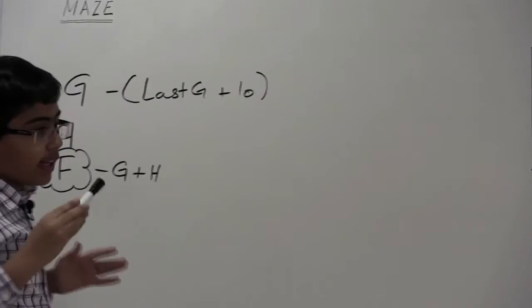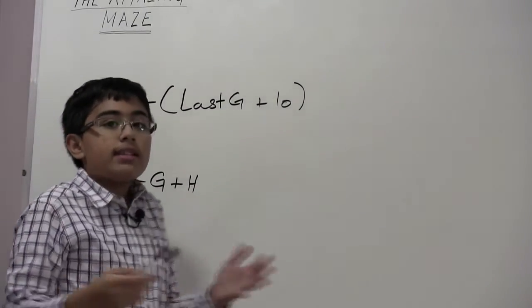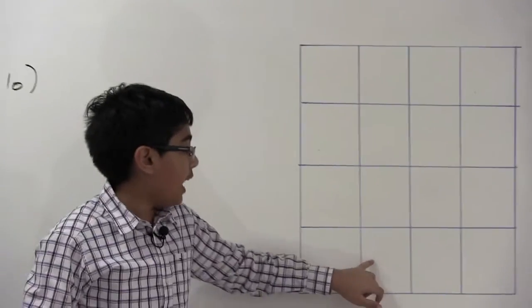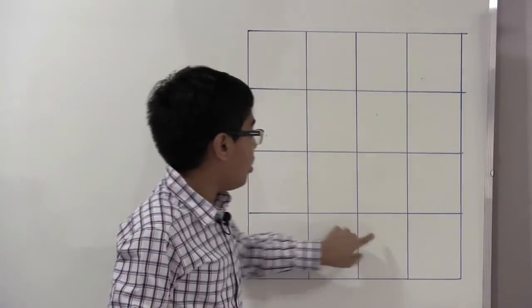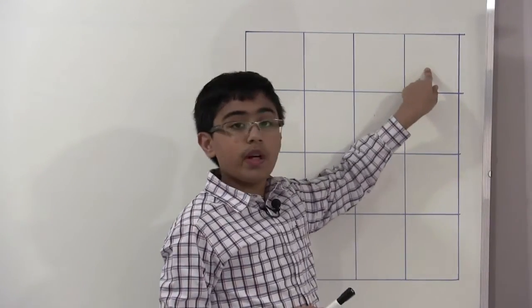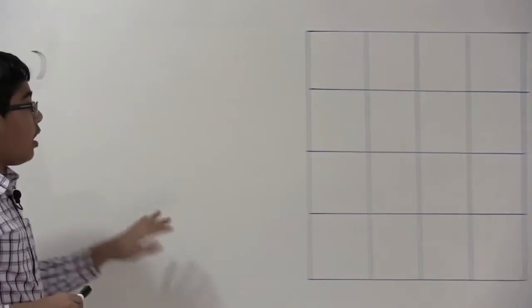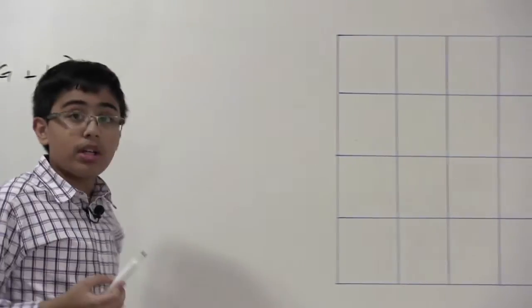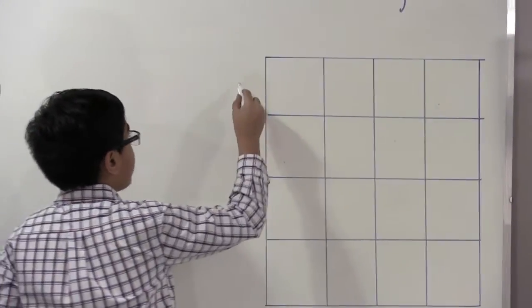But how do we find our H value? But first of all, what is our H value? Our H value is how much cost we have for moving from this node to our ending node. So the way you calculate this, and before I tell you, let's just draw the coordinates on this grid so we can actually understand it.